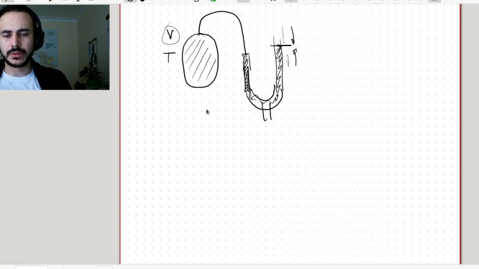So this is the description of the system, and what I told you is that imagine that you make markings here for the temperature, to relate the height of the middle column of mercury with whatever temperature there is in the bulb of your thermometer.